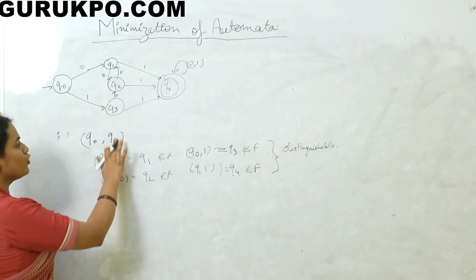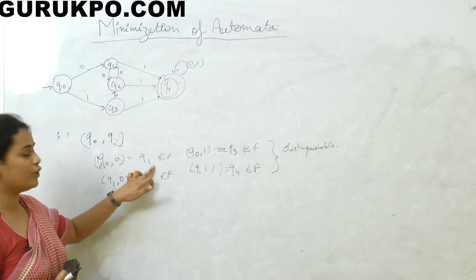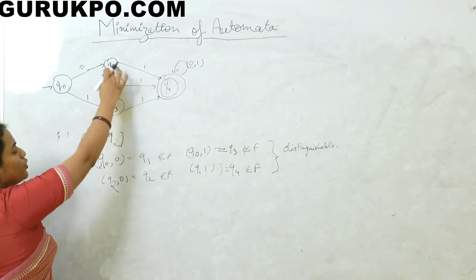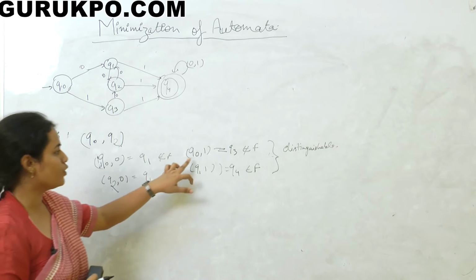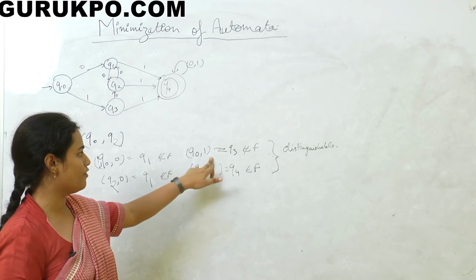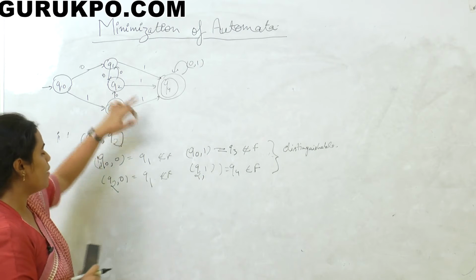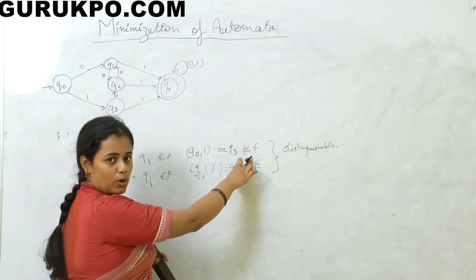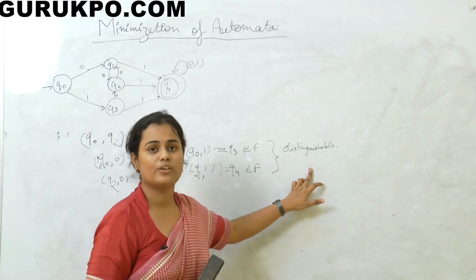Now we have to check for Q0 and Q2. At Q0 I am giving 0, and I reach the state Q1. At Q2 I am giving input 0, and I reach Q1, and both do not belong to the final states. At the same time we check for the other input, 1. At Q0 I am giving 1, and I reach Q3. At Q2 when I am giving the input 1, I reach the state Q4. In this case, one does not belong to the final state and the other belongs to the final state. That is why they are called distinguishable.